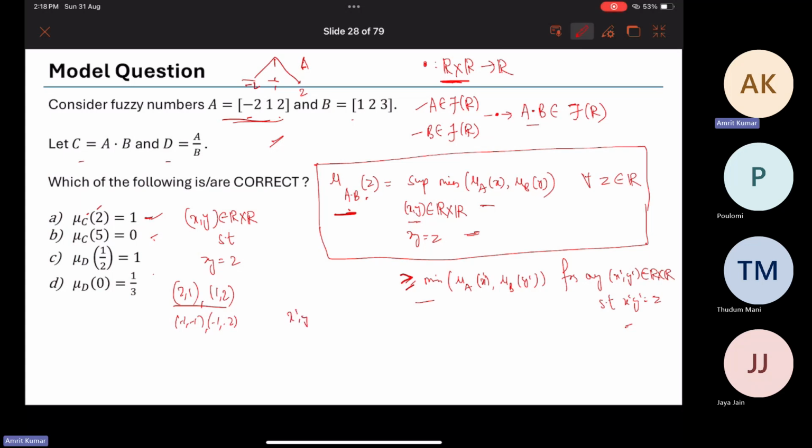So X dash, Y dash is 1, 2, right? And you should be able to see why this pair will be useful, because A is this and B is this. So we know that at x equals 1, the membership function of A will be 1, and at x equals 2, the membership function of B will be equal to 1. And therefore, the minimum of mu A of 1 and mu B of 2 is going to be the minimum of 1, 1, and therefore it will be 1, right? So you should be able to identify these things.